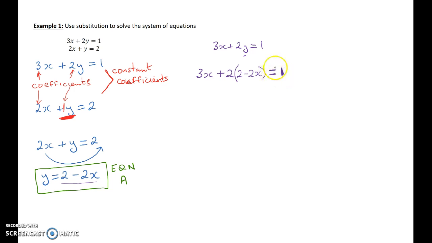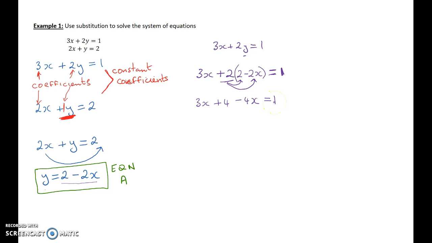From here on in, it's just solving an equation. Well, we've got parentheses, so the first thing we're going to have to do is multiply the parentheses. Okay, so that will give you 3x, and then distribute the 2. 2 by 2 is plus 4. 2 by minus 2x is minus 4x is equal to 1.